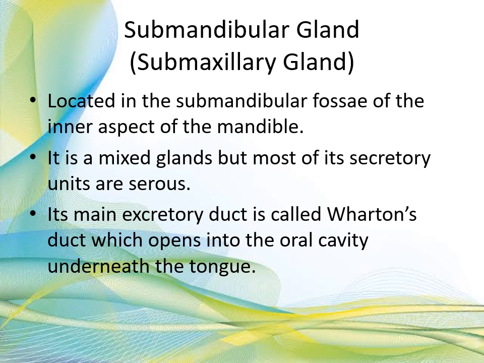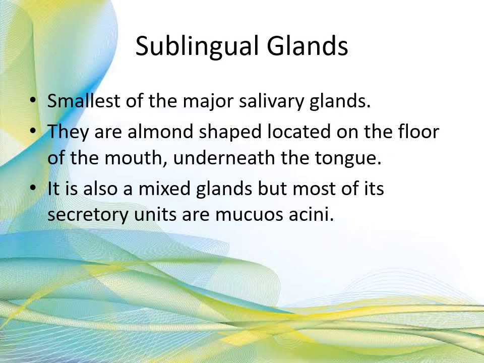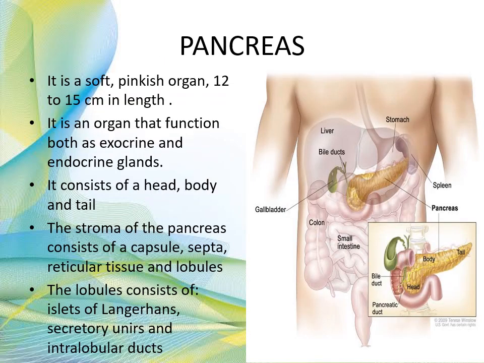Ang submandibular naman, or also known as submaxillaris, saan sila makikita? Located sa submandibular fossa of the inner aspect of the mandible. So its main excretory duct is the Wharton's duct, which opens to the oral cavity. We have the sublingual. The sublingual is the smallest major salivary gland. It is also a mixed gland, but most of its secretory units are mucous acini.